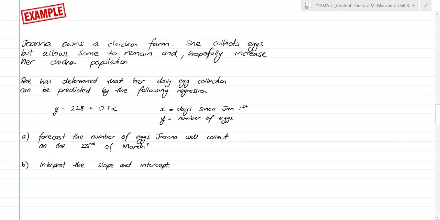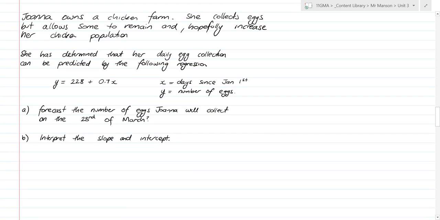Forecast the number of eggs that Joanna will collect on the 23rd of March. So here's my question for you. How many days from the 1st of January is the 23rd of March? I'm going to give you 1 minute to do this now. And then I'm going to put up 4 options on the board. So the class has guessed 82. If I asked for the 2nd of January, if it said, forecast the number of eggs Joanna will collect on the 2nd of January, you'd put X equals 1 in, wouldn't you? Because the 2nd of January is 1 day after the 1st of January.